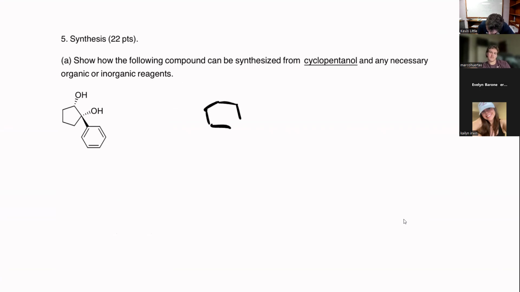Cyclopentanol. I'm at 1%, so this is about to die. But this is kind of harder. This is cyclopentanol. So you can kind of map that out here and see where you would have needed to do something here.